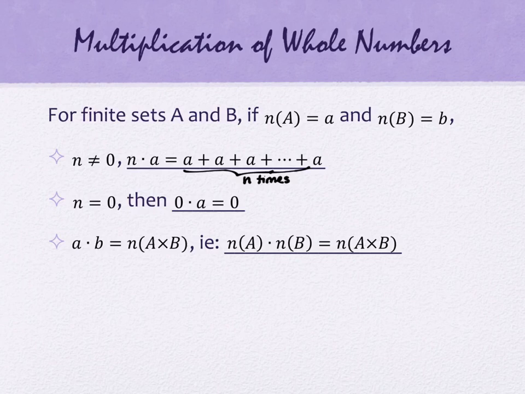And if we're multiplying A and B together, it really just means counting the number of items in A and multiplying that by the total count of the number of items in B. And that's the same as we saw back in chapter 2 somewhere, where we looked at the Cartesian product and counted those ordered pairs.